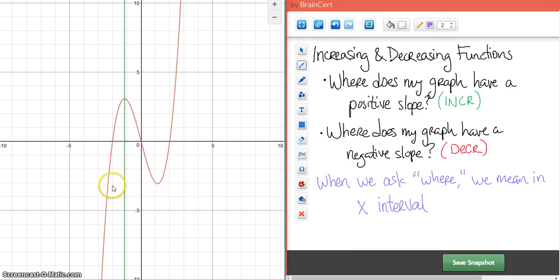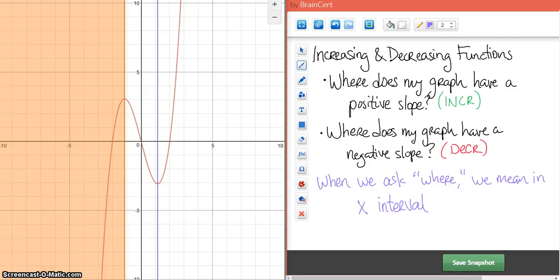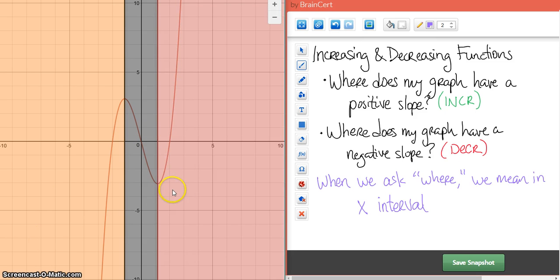This is the spot where my function goes from increasing to decreasing. This interval here is increasing. And then at the point x equals 1.15 again, this one positive, not negative, my function goes from decreasing back to increasing. So there's my decreasing function. And then finally, I'm back to increasing.